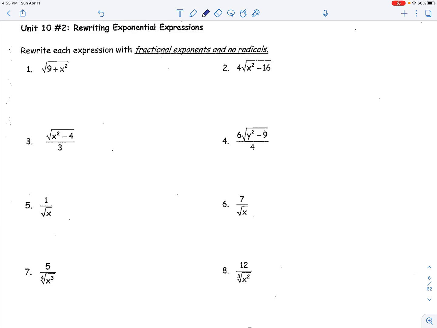What does this say? Rewrite each expression here with fractional exponents and no radicals. Oh, interesting now, eh? So we're going reverse. Reverse power over root.